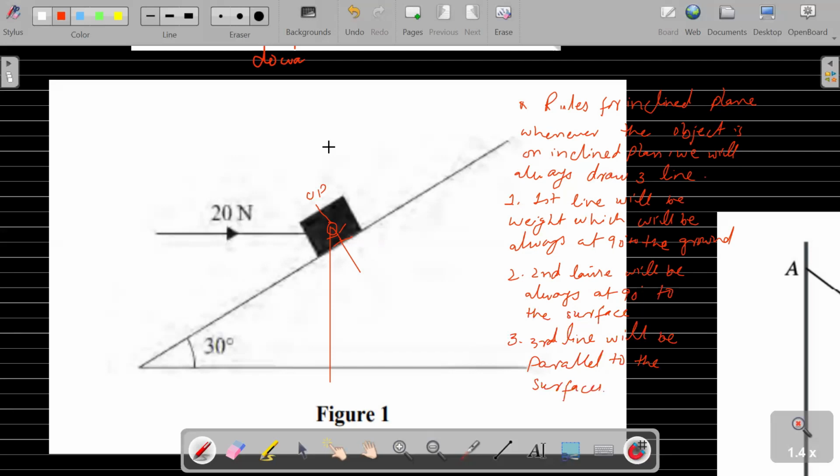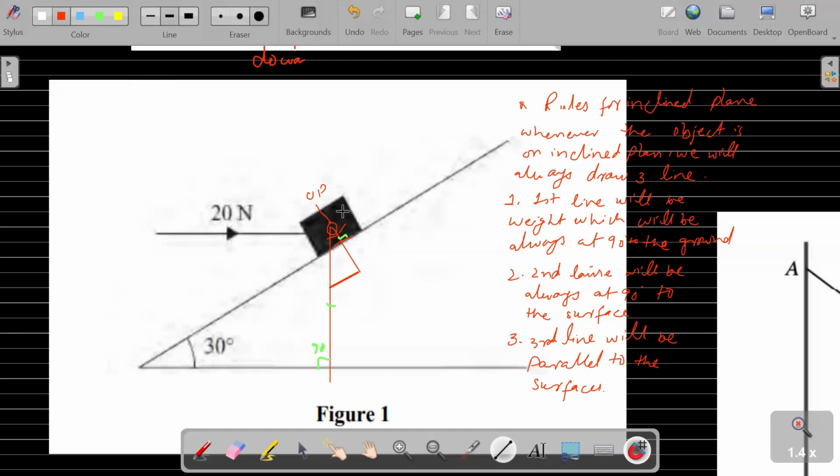Okay, now let me introduce that. Which one is our first line? This is our first line, which is the weight line, making an angle of 90 degrees to the ground. This is the ground. This one is the second line, at 90 degrees to the surface. And the third line is going to be the line which is parallel to this surface.